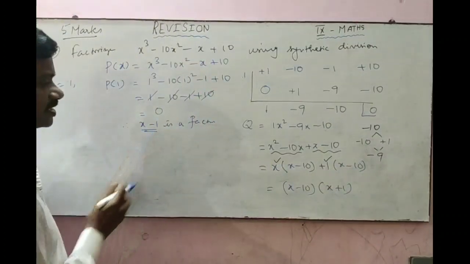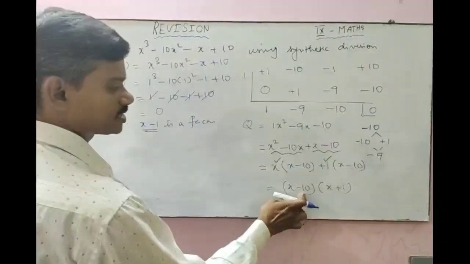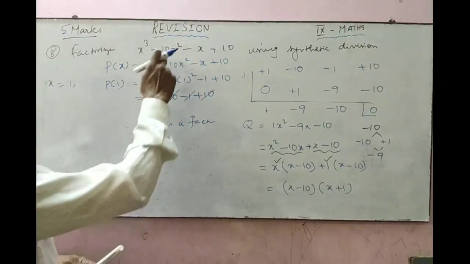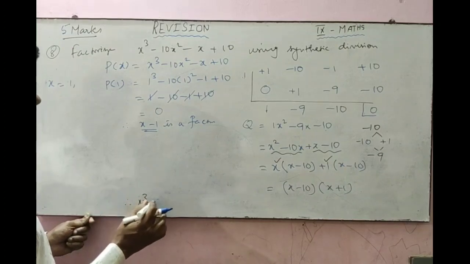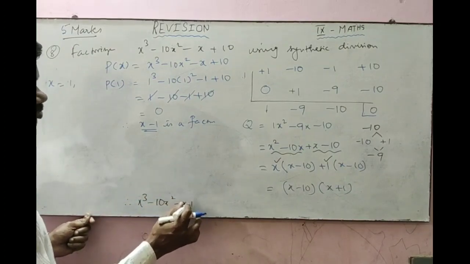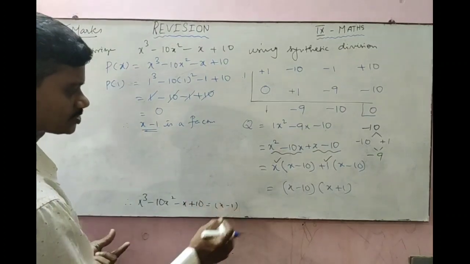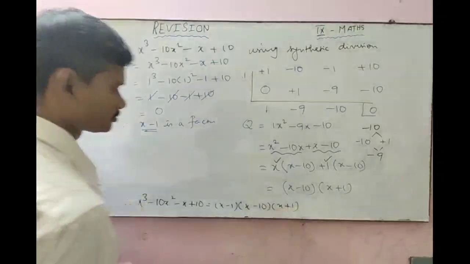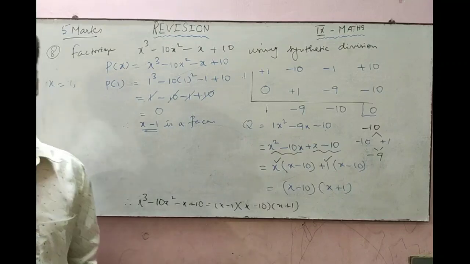Already we have one more factor, x minus 1. So totally we have three factors, x minus 1 into x minus 10 into x plus 1. So these are the factors of x cube minus 10x square minus x plus 10. You have to write the answer as x cube minus 10x square minus x plus 10 equal to, what are the three factors? The first factor is x minus 1. The remaining two factors are x minus 10 into x plus 1. So this is the way of factorizing the cubic polynomial using synthetic division.